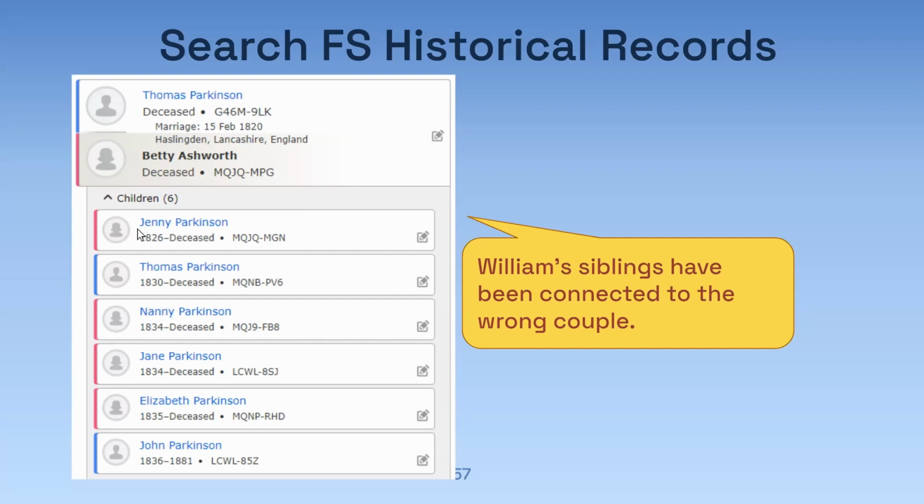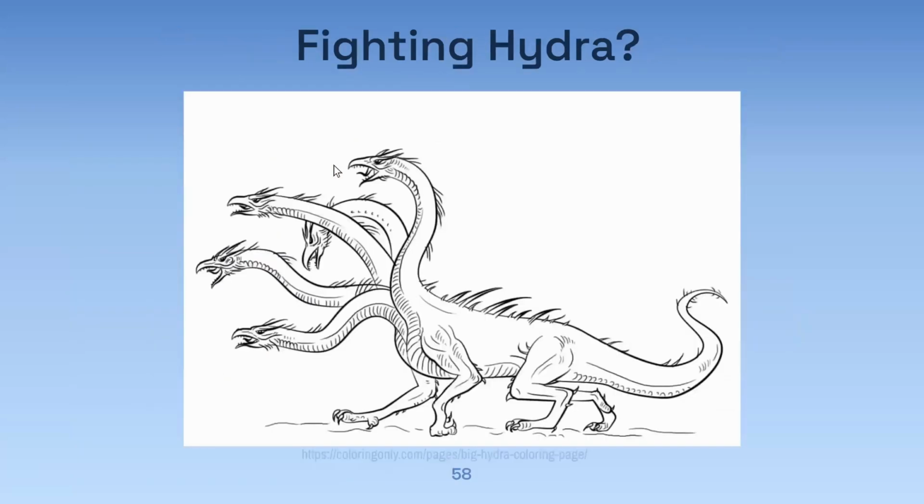But you remember there was a Jenny in that christening record. There was actually, Nanny is a mistranscription. It's really Nancy. And there was a Jane and there was a John. And so some of these kids have been connected to the wrong couple. So that's another thing that has to be fixed.